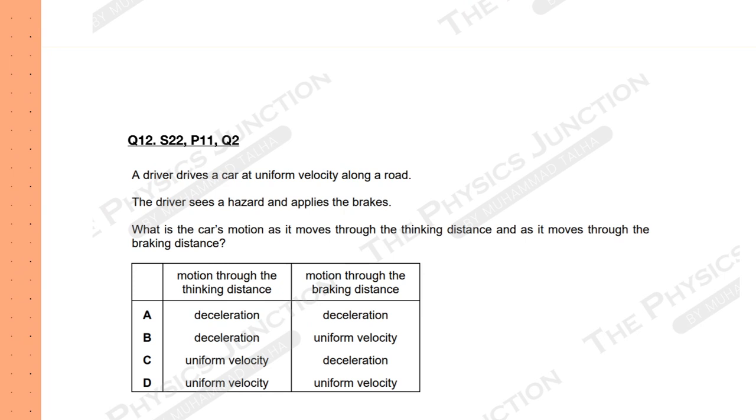Question number 12. A driver drives a car at uniform velocity along a road. The driver sees a hazard and applies the brakes. What is the car's motion as it travels through the thinking distance and as it moves through the braking distance? So because it was at uniform velocity before applying the brakes, that means through the thinking distance, which is basically the distance traveled during the reaction time, it would be going at uniform velocity, and after the brakes, it would be decelerating.